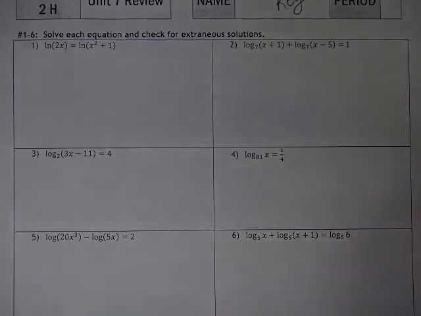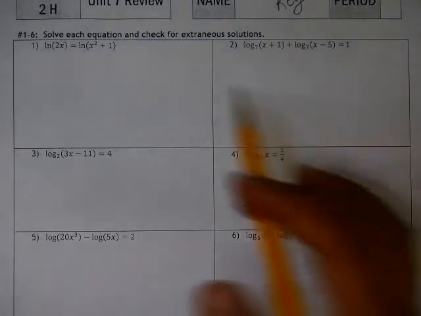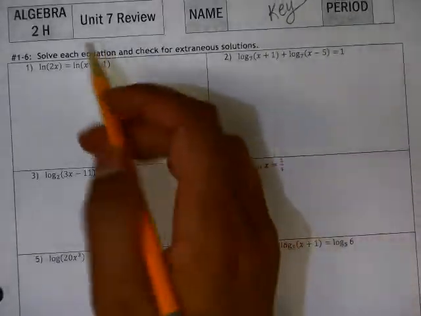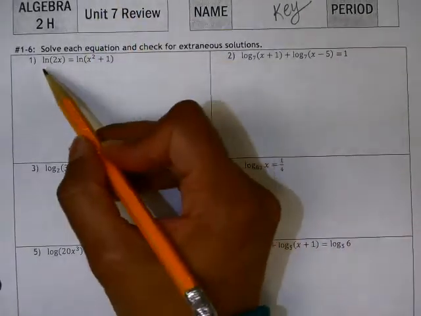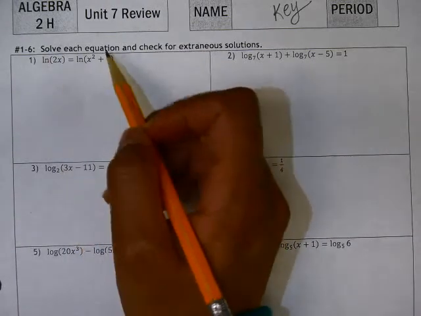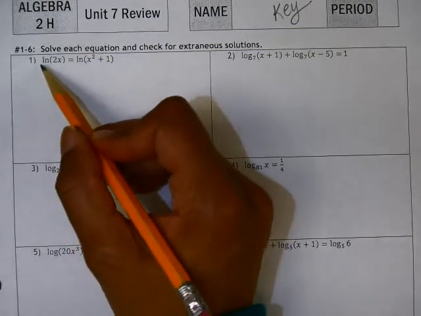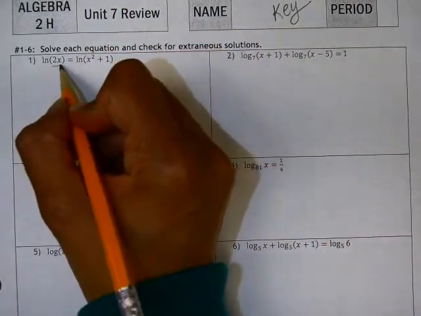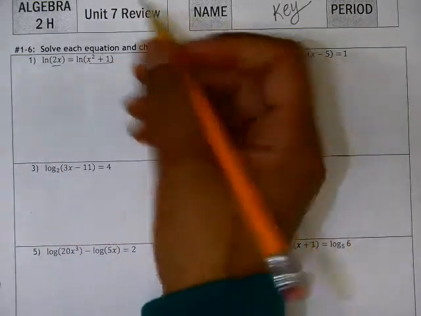This is for Algebra 2 Honors, Unit 7 review, and this video is going to cover problems 1 and 2, solving log equations. On the equation in number 1, we have log on both sides. They both are natural logs, so we have the same base. When you have a log on both sides of the equation with the same base, we can tell that this argument and this argument must be equal to each other.